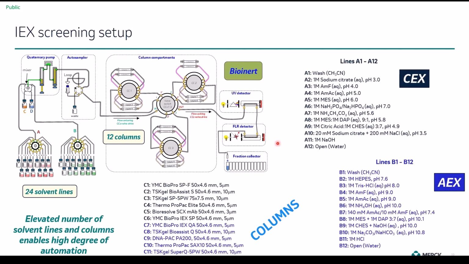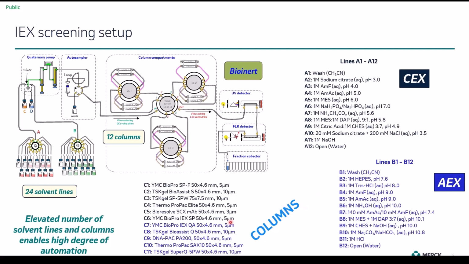We need to choose which kind of elution profile we need to use: salt gradient, pH gradient, or the combination of salt and pH gradients. Therefore, we need to install an impressive number of mobile phases in order to take into consideration the different pHs, different type and concentration of salts, etc. And not only solvent lines, but also column positions.